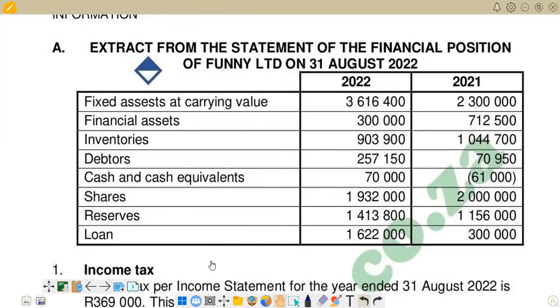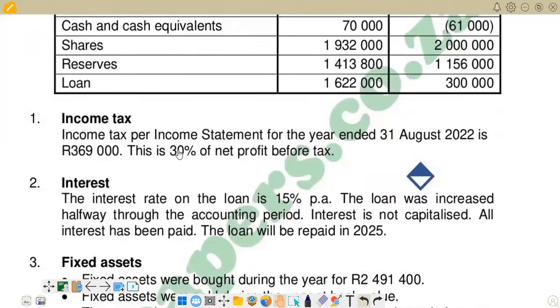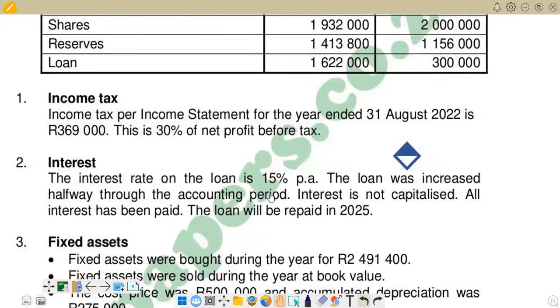Then the question proceeds to say we have an income tax note there. Income tax in the income statement for the year ended 31 August 2022 is 369,000. This is 30% of net profit before tax. So this is where we are going to find the figure that we are going to start with in the calculation of cash generated from operations. Remember, as we said, we are going to start with net profit before tax.